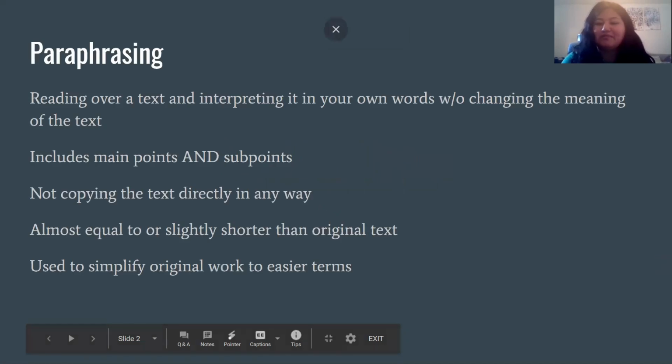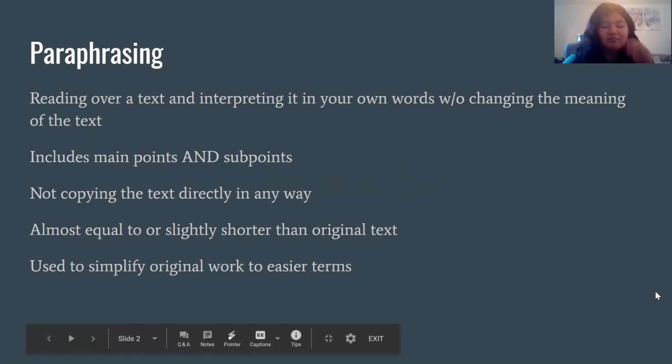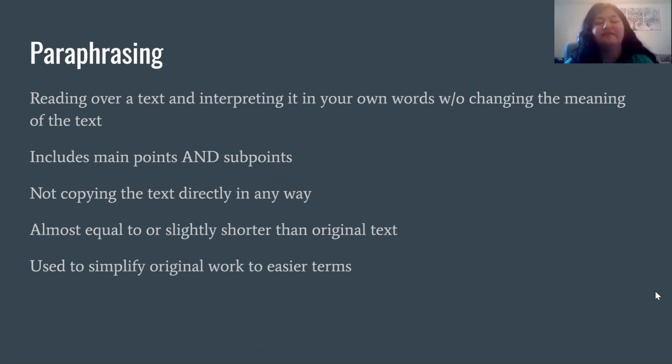So the first one, paraphrasing. I know that initially, when people hear about paraphrasing and summaries, they're like, isn't that exactly the same thing? And that's honestly what I thought too, because I thought the words were just interchangeable and people were like, oh, you paraphrase that, oh, you summarize that. But in reality, it's a little more complicated than that, but I promise it's not difficult at all.